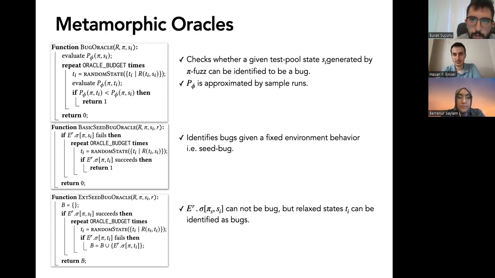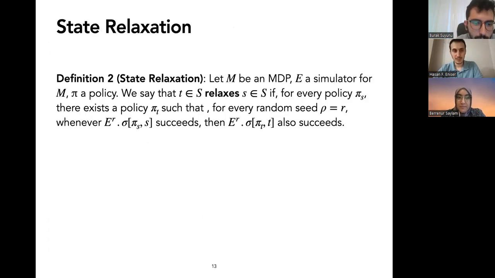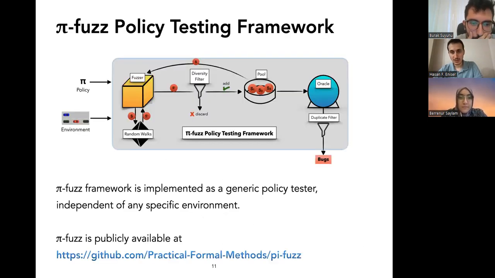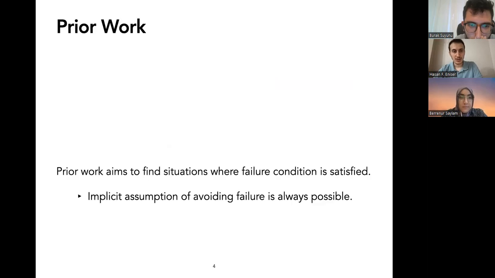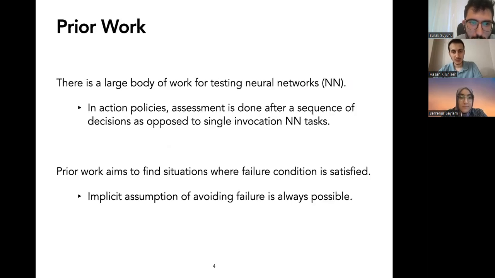I have no other question. I may ask, I didn't understand something at the beginning. You talked about something like AI pipeline things in the second or third slide. In the first part, there is a large body of work for testing neural networks. In action policies, assessment is done after sequences of decisions, as opposed to single invocation and end tasks. What does it mean, and what does it correspond to in the other parts of the presentation?